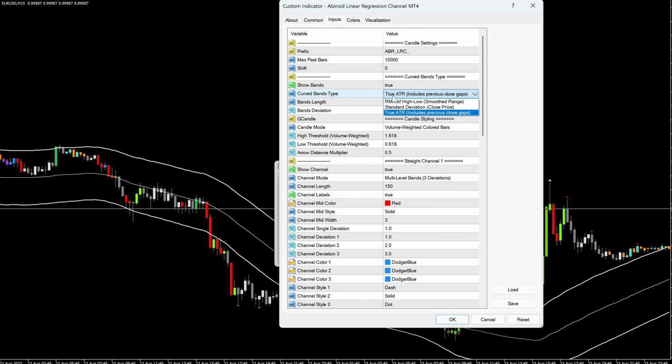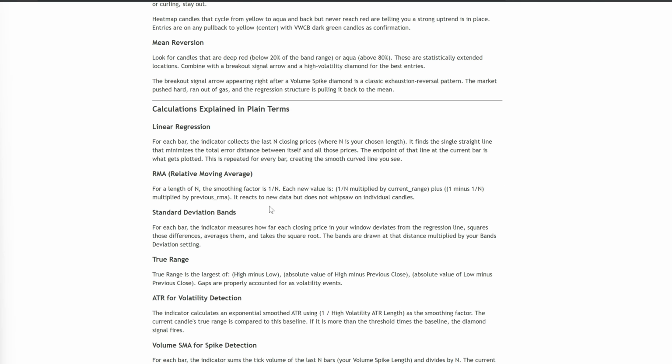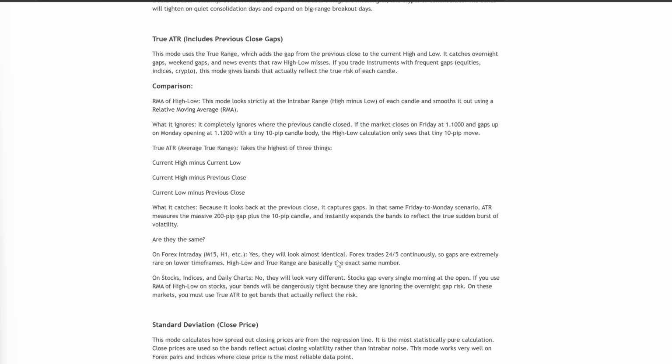The difference is that the RMA of high and low will measure the candle ranges. So going back to the blog post, I won't go into too much detail, but basically the comparison is that this mode will look for strictly the intra-bar range, high minus low, and it will smooth those bands out. And what it actually ignores is where the previous candle had closed. So when price in certain stocks jumps from one level suddenly to another.